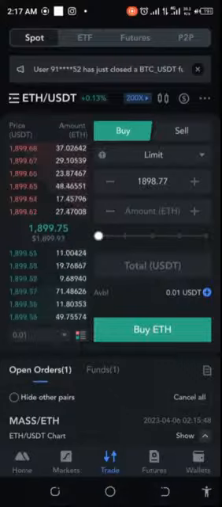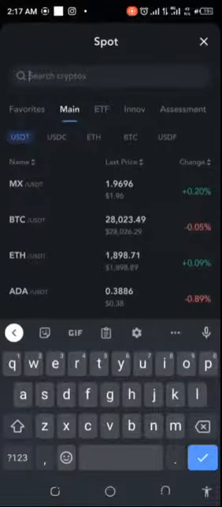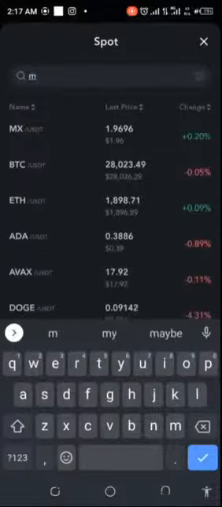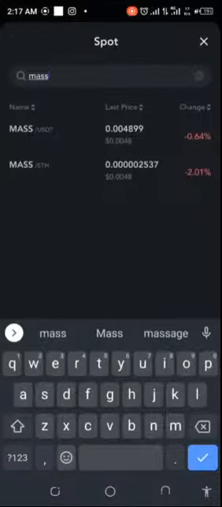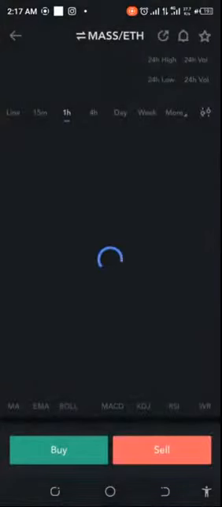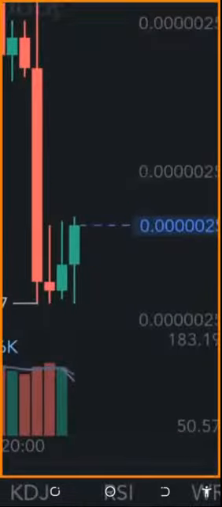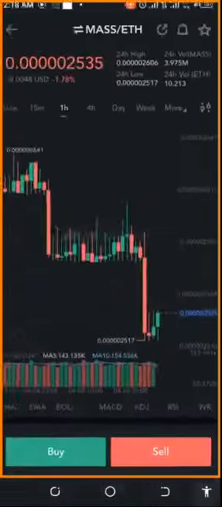Okay. But for now, let's get back and see what's happening in mass ETH. Let's just check that again. So we will check the chart and see what it is looking like. Let's look at the charts. It's actually pumping. It's actually pumping. That means that we really need to go back a little downwards because it's 2535 now.